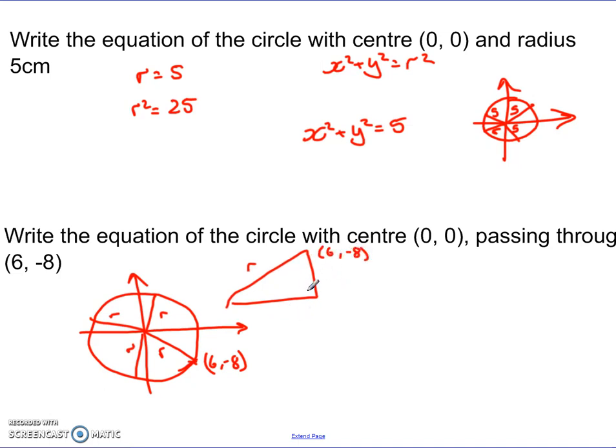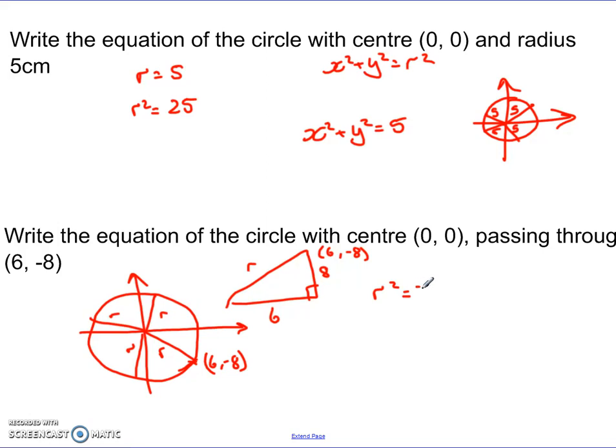Now I've turned this up just so it looks a little bit different, and a little bit more straightforward and easy for people to understand. Some people prefer to work this way. Well, if this is the point 6, negative 8, that there's your x and that there's your y. The distance there is 8. So I can calculate my radius squared from this.